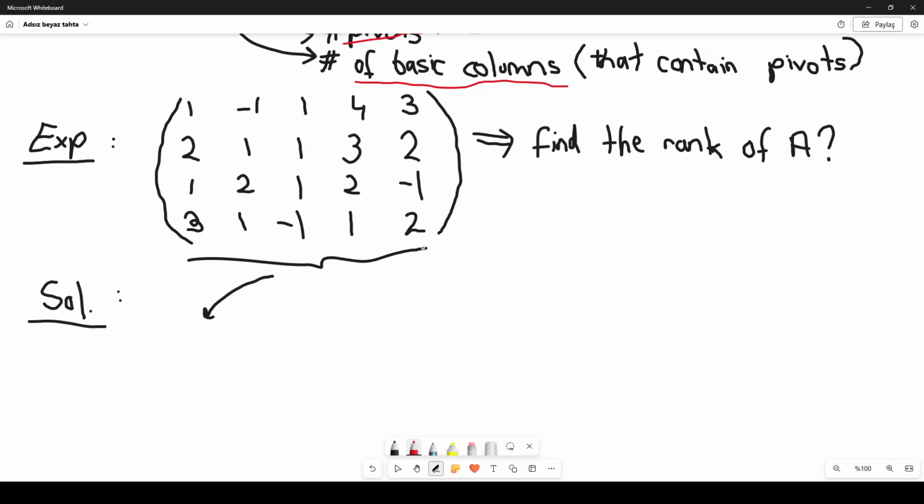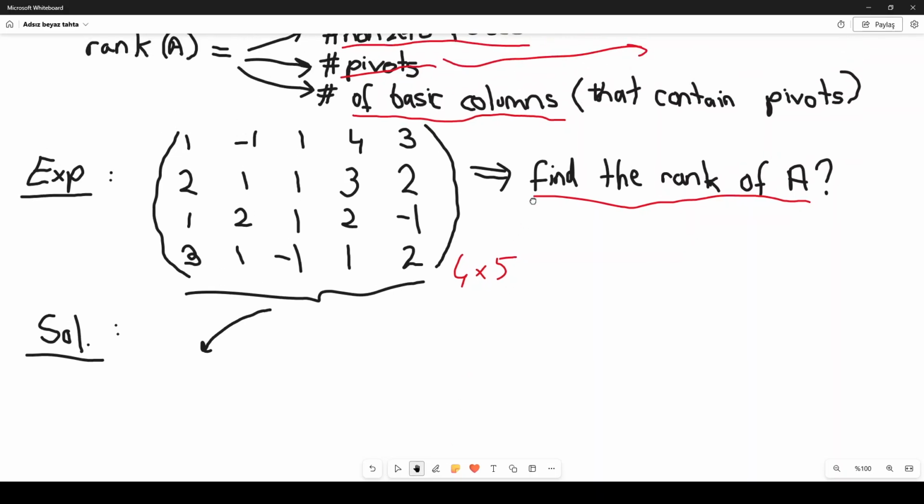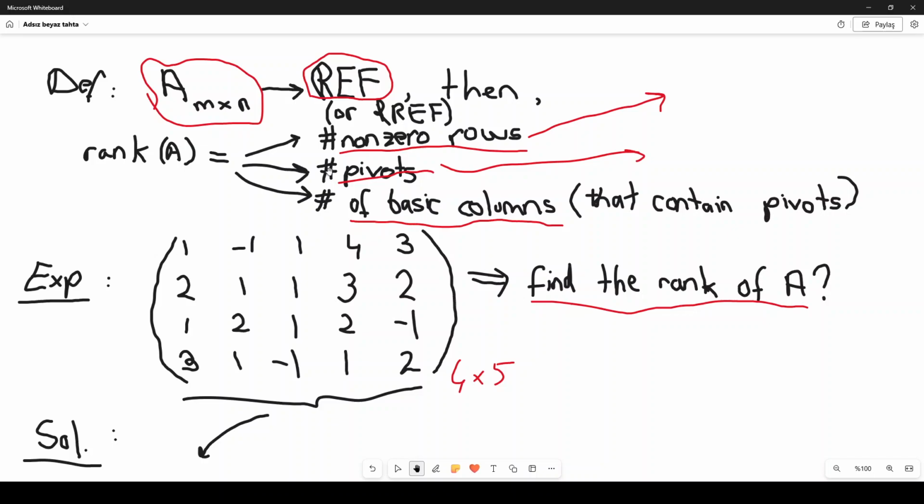Okay, suppose we are given a 4 by 5 matrix in the beginning, and we are asked to find the rank of A. So we need to compute the rank of this matrix. Okay, then how will I do that? The answer is easy. We need to follow the basic steps that we have just defined. And what are the steps anyway?